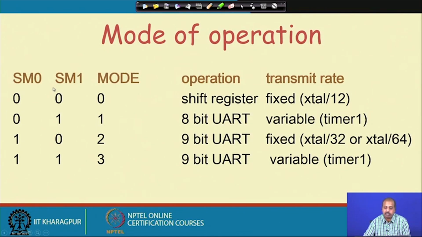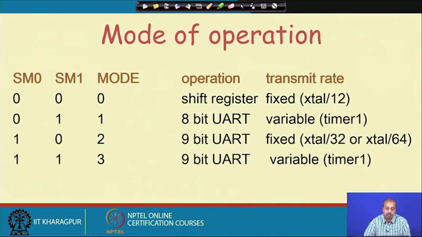For SM0, SM1, if it is 00, it is a shift register mode, and the transmit rate is fixed. It is the crystal divided by 12, that is, 11.0592 megahertz divided by 12. That is the rate at which the transmission will take place.